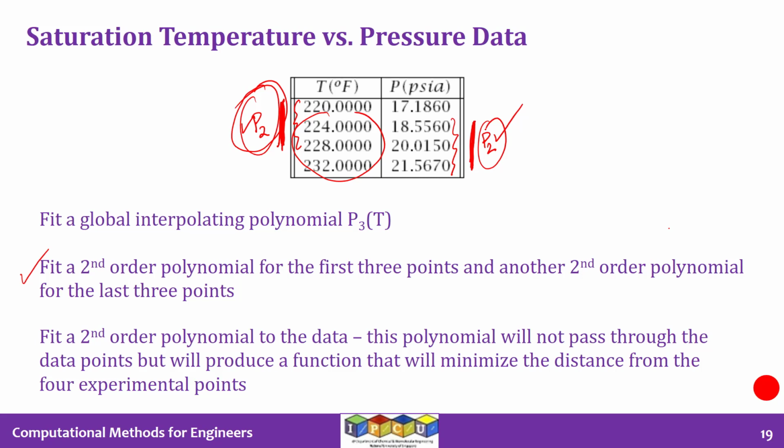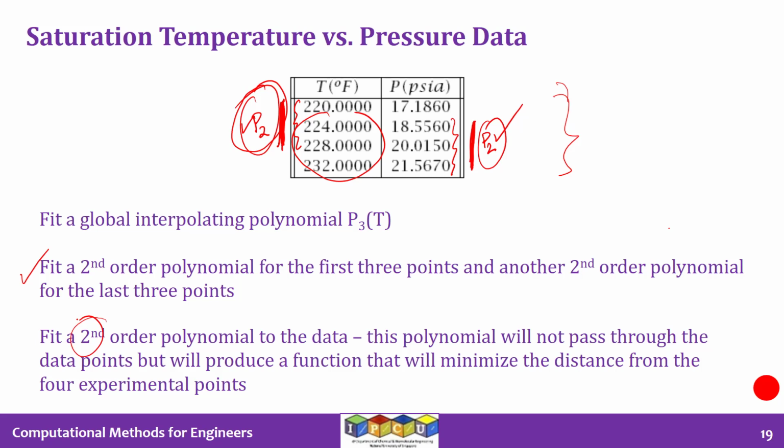The third option that I want to highlight is that you can fit a second order polynomial to all the four data points together. But this will not be an interpolating polynomial because a second order polynomial will have three parameters and you have 4 points here. So a second order polynomial will not pass through all the four data points perfectly. It will pass through it in a least square sense. So which strategy out of these three listed here you want to adopt is your choice.